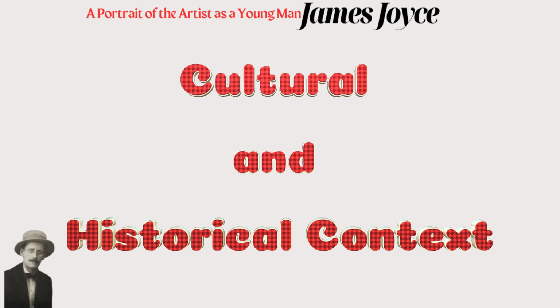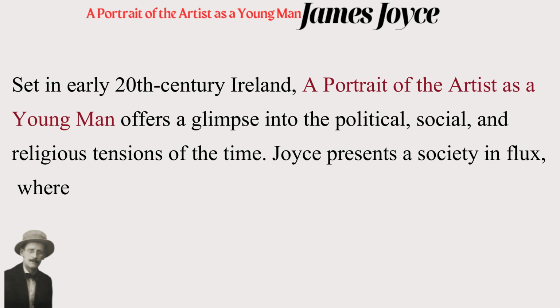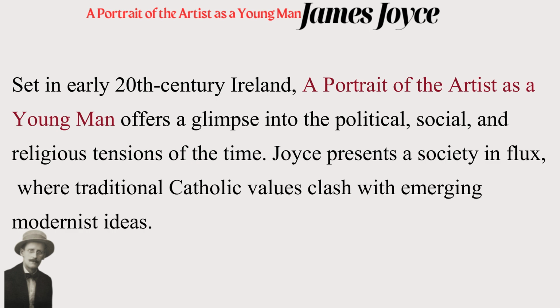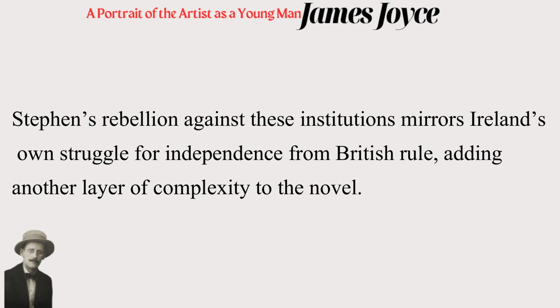Cultural and historical context. Set in early 20th century Ireland, A Portrait of the Artist as a Young Man offers a glimpse into the political, social, and religious tensions of the time. Joyce presents a society in flux, where traditional Catholic values clash with emerging modernist ideas. Stephen's rebellion against these institutions mirrors Ireland's own struggle for independence from British rule, adding another layer of complexity to the novel.